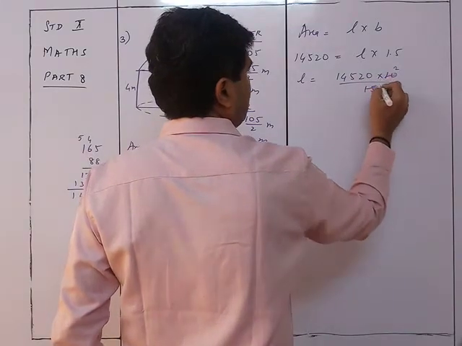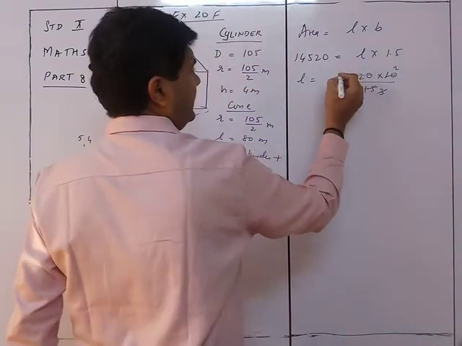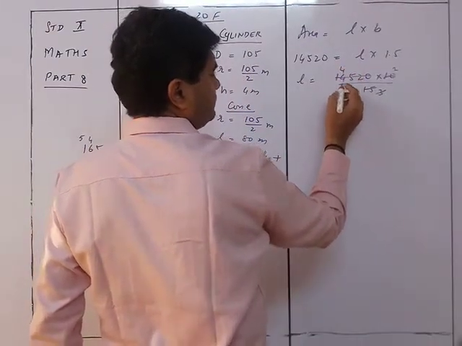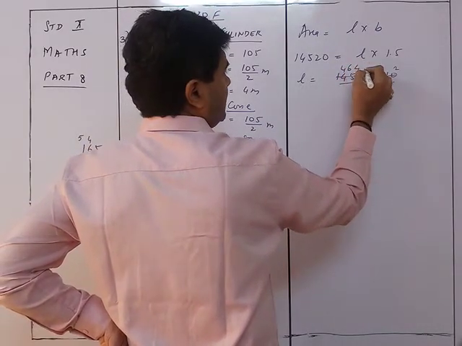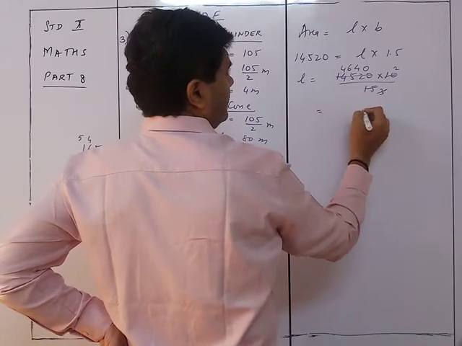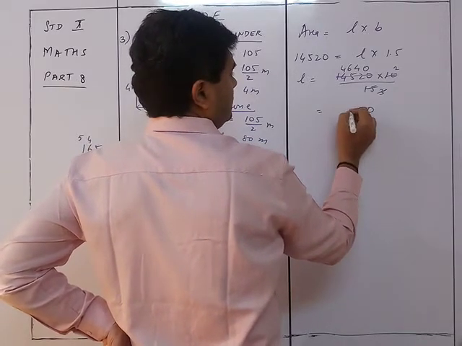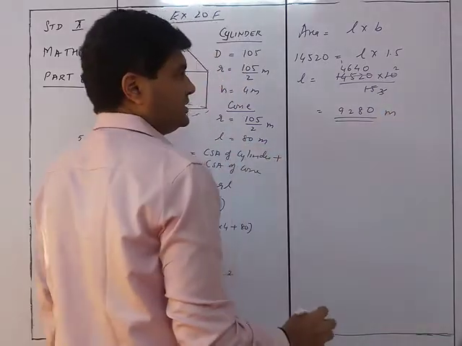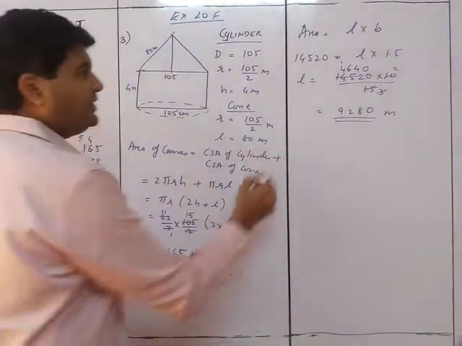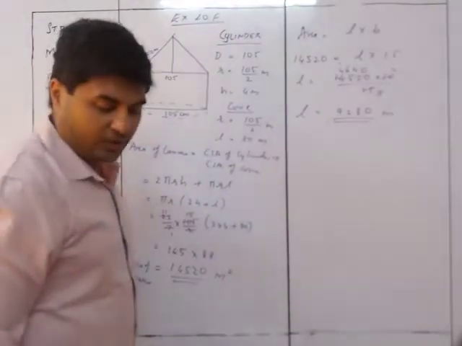So this is 2 za, this is 3 za, 3, 4 za 12, 6 are 24, 12 is 4s again. So this will be 0, 8 to 9. So 9280 meters of cloth will be required. So that is the length of the canvas required.